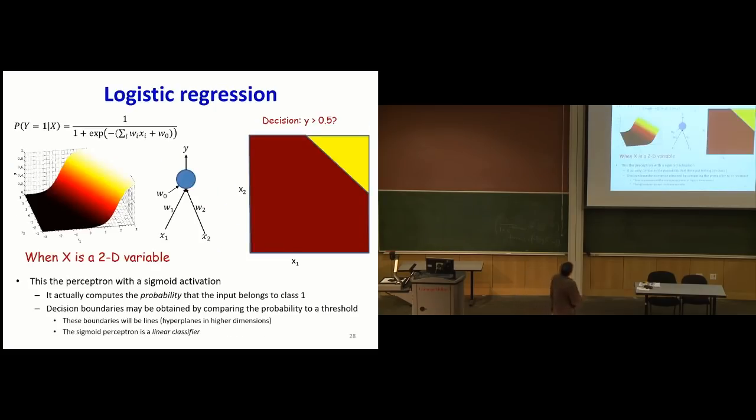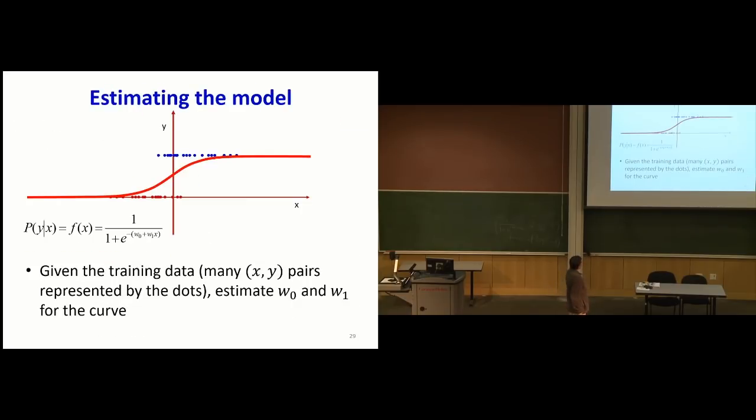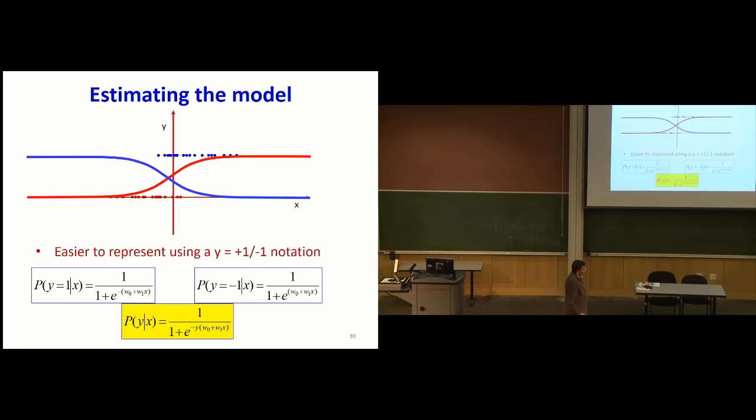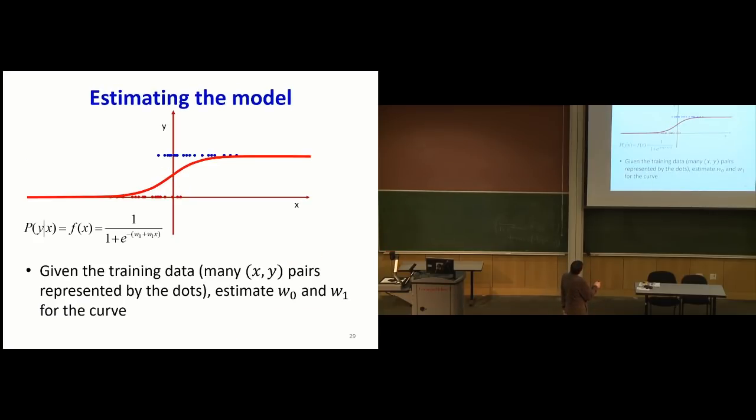And so what we will do is use maximum likelihood estimation. Again, the problem here is, given training data, many x, y pairs, we want to estimate this w0 and w1, which give you the best function to explain the training data. Now, this function over here goes from 0 to 1. This is the probability of y equals 1 given x. The probability of y equals 0 given x is going to be 1 minus this guy.